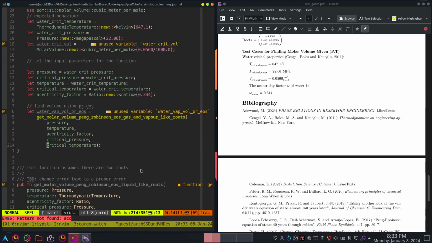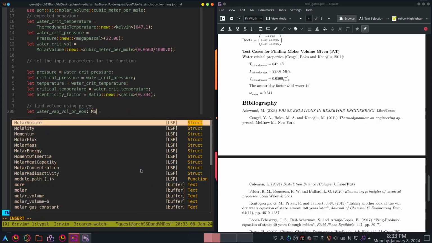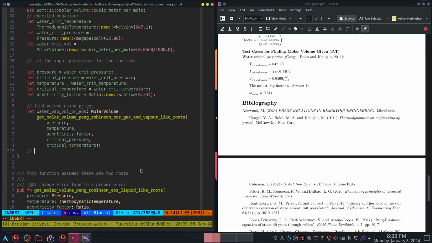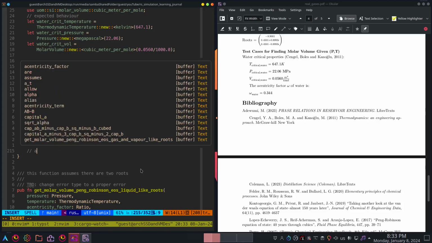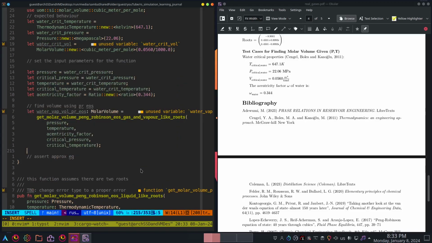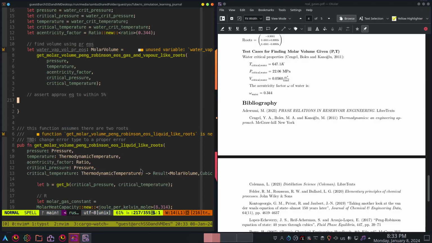Okay, so now I have a water vapor for the Peng-Robinson equation of state. I have this molar volume, right? This should be a molar volume. Okay, so now I will assert approximately equal, to within maybe 5%. I'll just do 5% first. I'll try to go as small as I can.